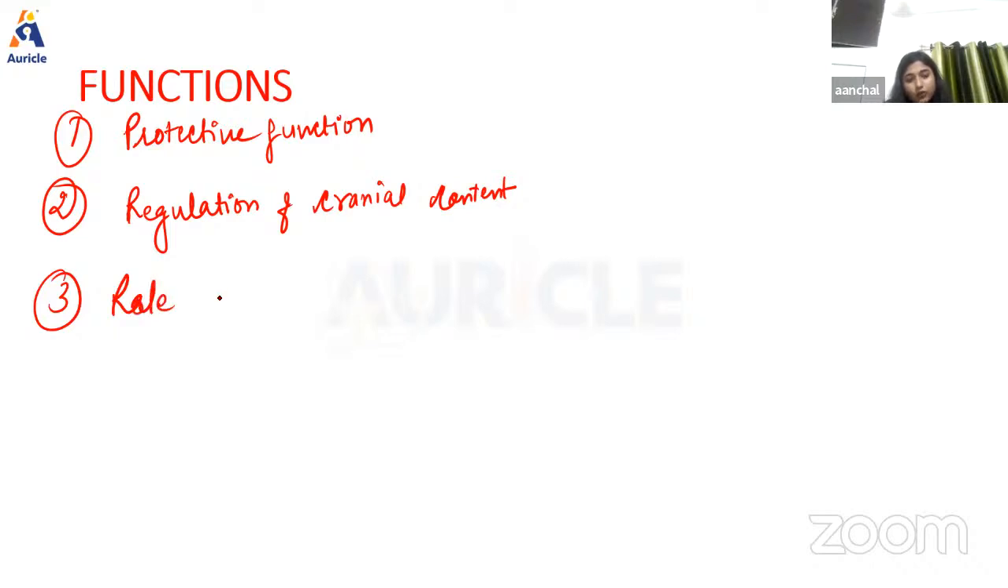And the last function we have is that it has a significant role as a medium of exchange. The CSF forms the medium through which many substances, particularly nutritive substances and waste material, get exchanged between the blood and the brain tissue. Okay, so this is all about the CSF.